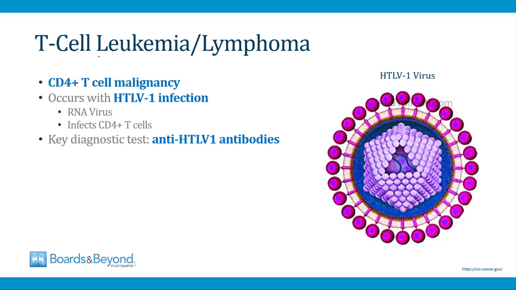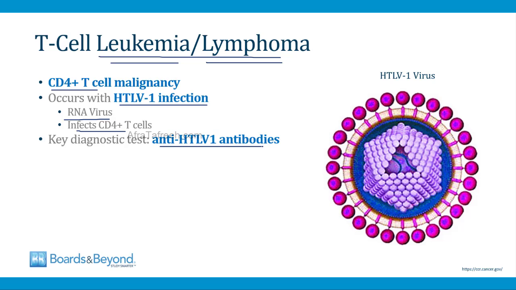We'll start by talking about T-cell leukemia lymphoma, and it gets its name because it presents with T cells in the plasma, therefore it looks like a leukemia, but it also has features of a lymphoma. This is a malignancy involving CD4 positive T cells, and it occurs in patients who have infection with the virus HTLV1. This is an RNA virus that infects CD4 positive T cells, and when this happens, it can sometimes transform those cells into malignant cells. So as you can imagine, a key diagnostic test for this form of lymphoma is anti-HTLV1 antibodies. They are usually positive in patients who have this condition.